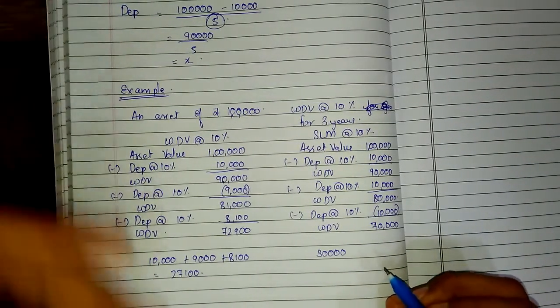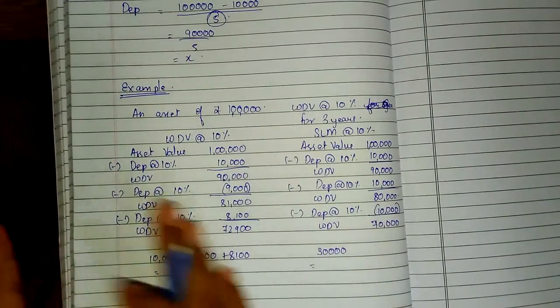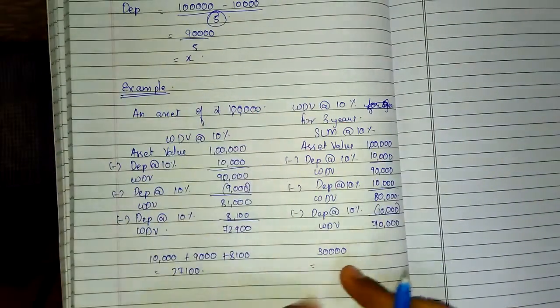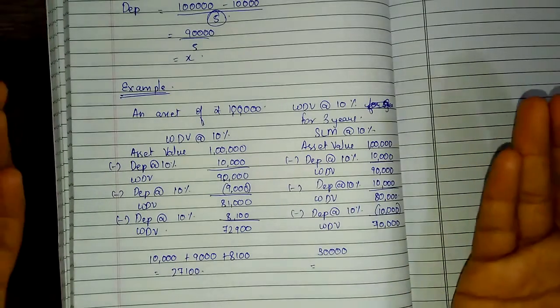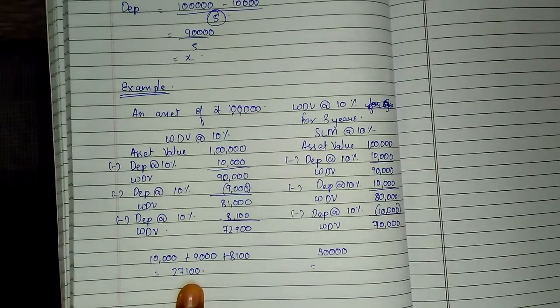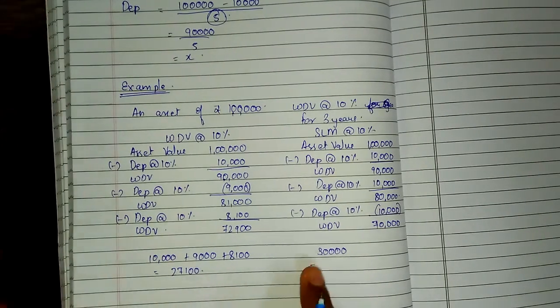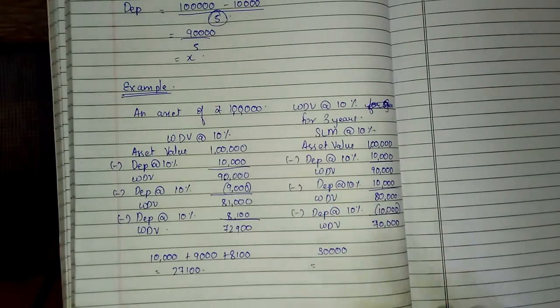So how to adjust it in the books of accounts if we change from WDV to SLM? That means we have charged excess depreciation in our books. So how to show it, because already we have charged 27,100, the remaining part, that is 2,900, we have to adjust in our books. So how to do that? It is given over here.